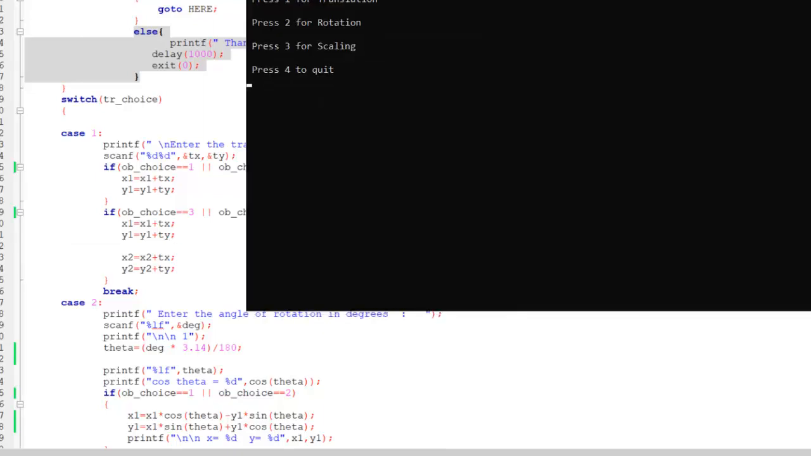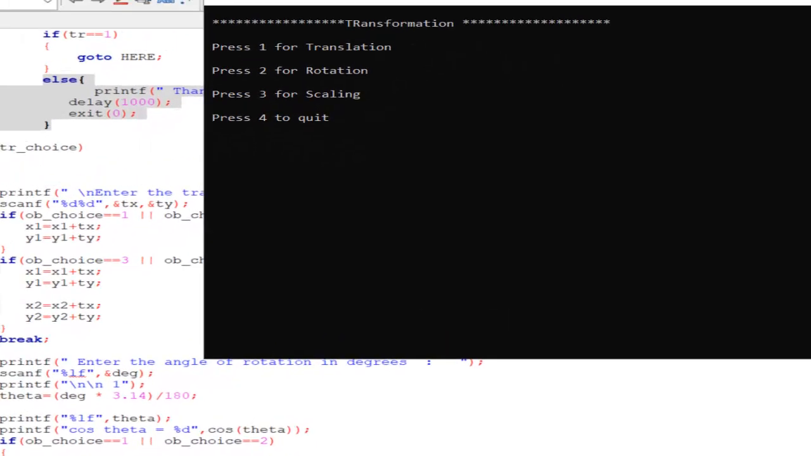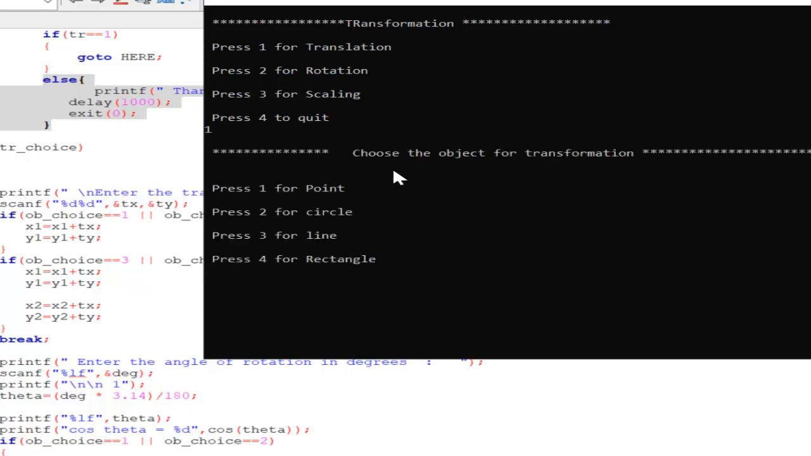For example, here I just want to see the translation, so I choose 1 for translation. Now it is asking me for the transformation object, which object I want to transform. Say, for example, I want to transform my point.